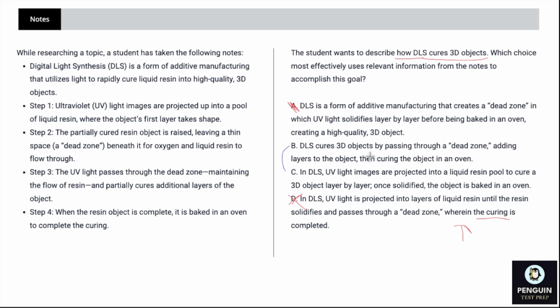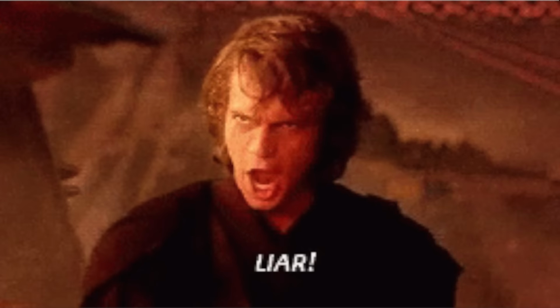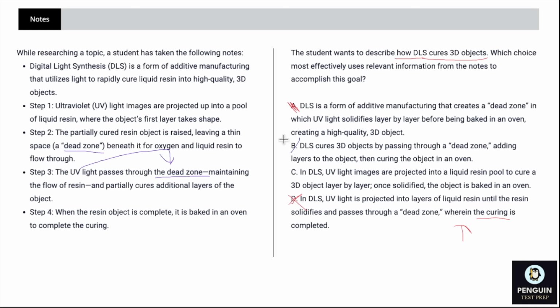So B says, DLS cures 3D objects by passing through a dead zone. So it says DLS passes through a dead zone. And indeed, if we look at step 3, it mentions the dead zone. Step 2 mentions the dead zone. But step 3 says UV light passes through the dead zone. DLS is the process itself. It does not pass through the dead zone. So choice B is lying to us. And if we can find that lie, we should be good to go.